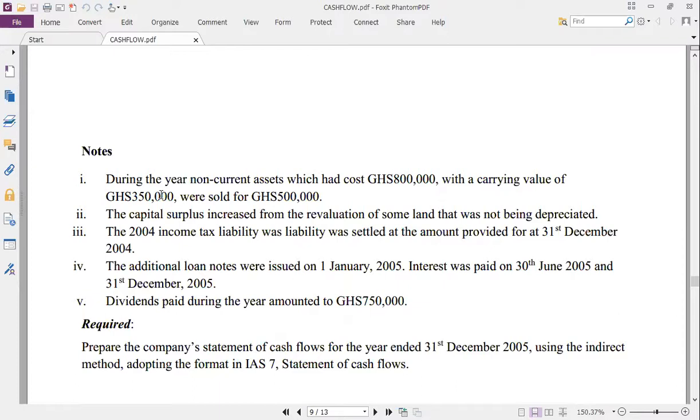Of 350,000. So that means a certain figure, the accumulated depreciation, has been subtracted from these costs before arriving at the carrying amount. Because carrying amount is nothing but the cost of the asset less any accumulated depreciation. So if the cost is 800,000 and carrying value is 350, that means the accumulated depreciation has been subtracted already, and that's the figure we are looking for. So how do we find it?